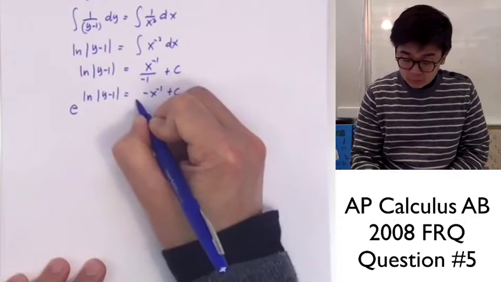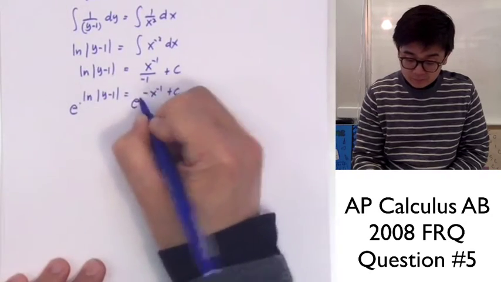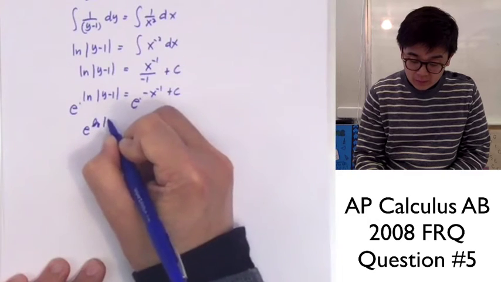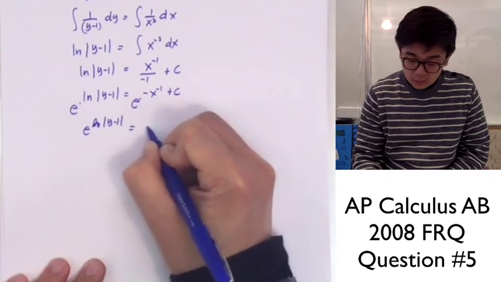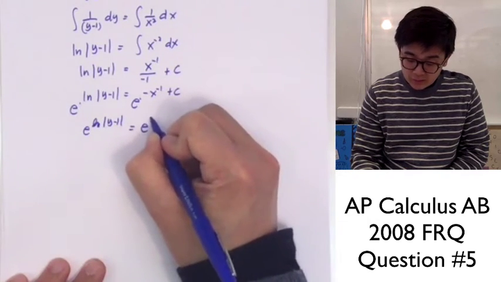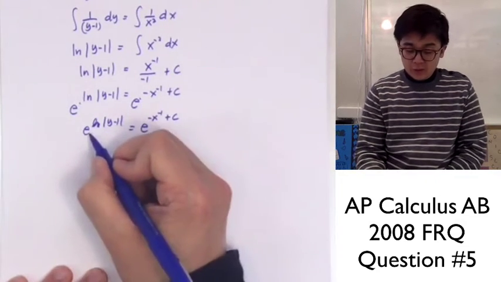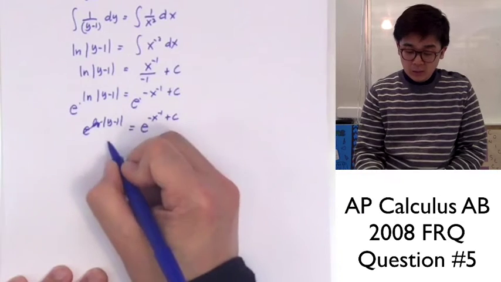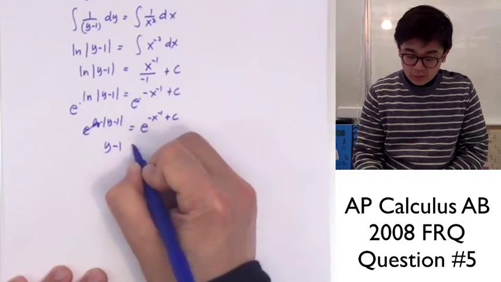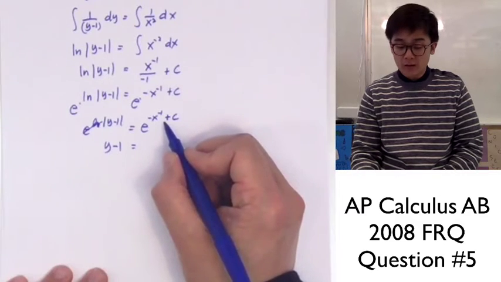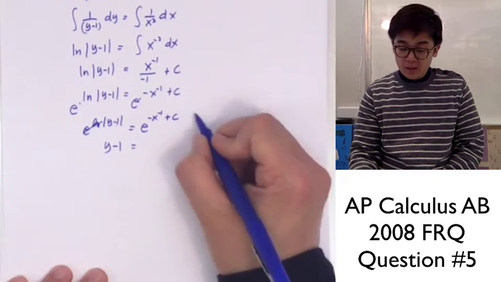So multiplying both sides by e, we'll have e to the ln(y minus 1) equals e to the (negative x minus 1 plus c). So e raised to ln will leave us with y minus 1, and now we have e raised to the negative x minus 1 plus c.